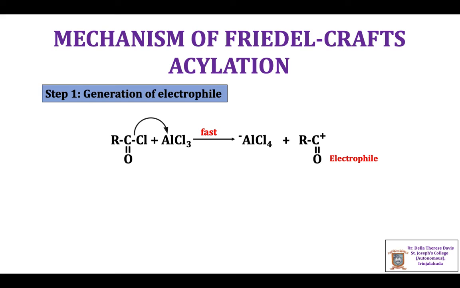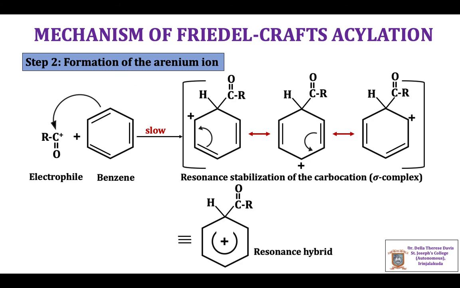Here RCO plus is the electrophile. In the first step, the electrophile is generated when RCOCl reacts with AlCl3. RCOCl plus AlCl3 gives AlCl4 minus and RCO plus, which is the electrophile. The acyl carbocation is resonance stabilized. The resonance structures are shown here.